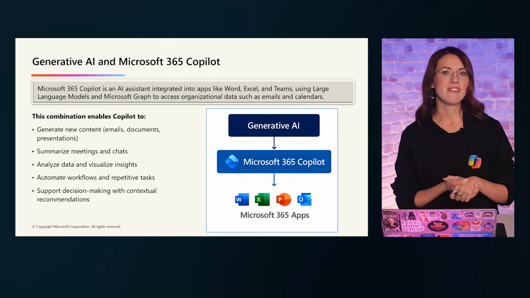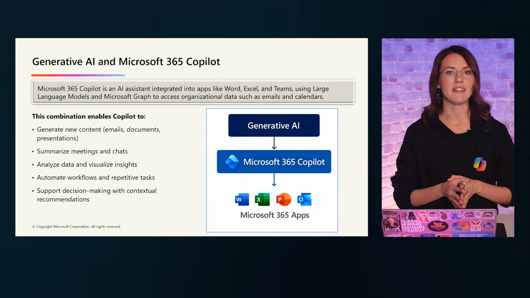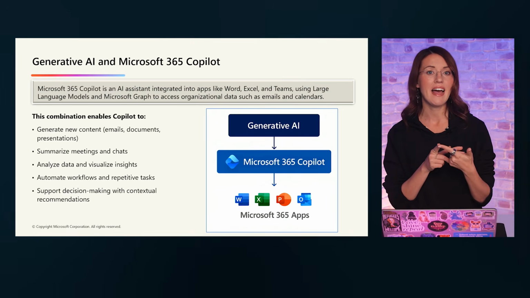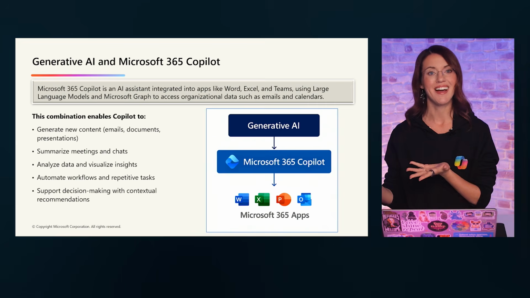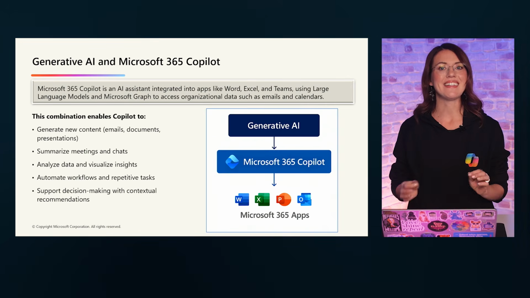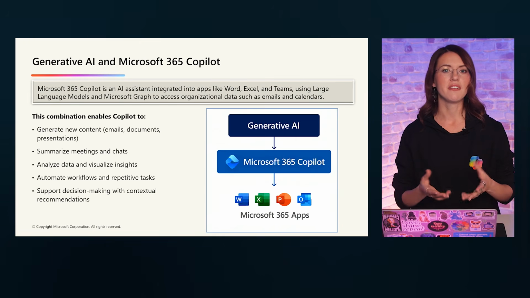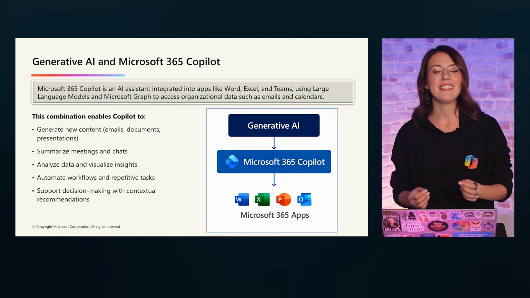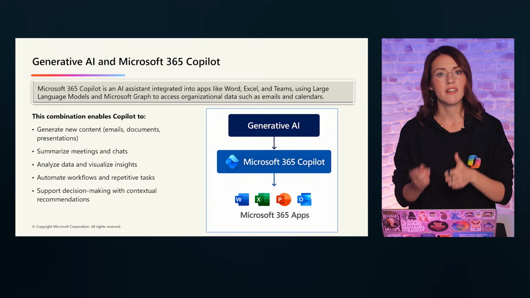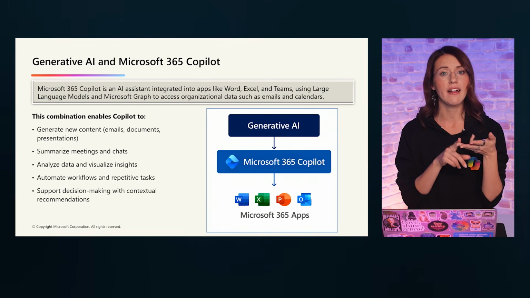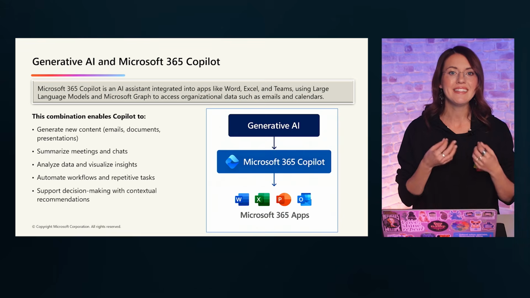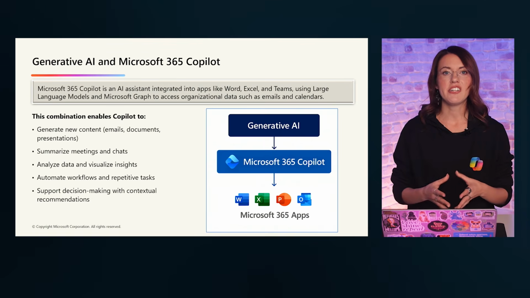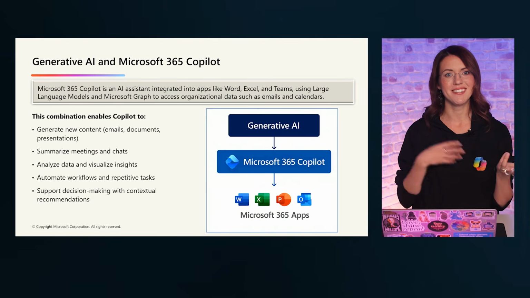Think of Microsoft 365 Copilot as your AI teammate, working right inside the apps you already use every day: Word, Excel, Outlook, Teams, PowerPoint. Behind the scenes, Copilot is powered by generative AI using large language models, and it connects to Microsoft Graph, which means it understands your work context, your mails, documents, meetings, calendars, and chats, not random internet data, your organizational data securely. That combination is what makes Copilot smart and useful.